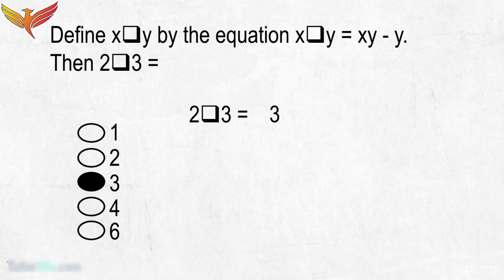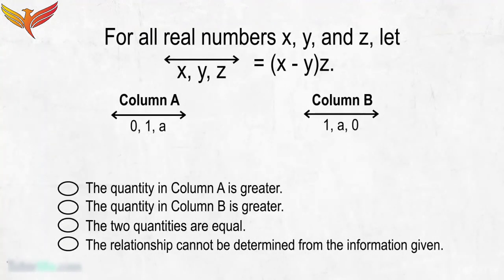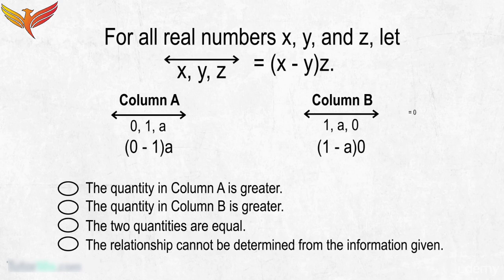Let's try another problem. For all real numbers x, y, and z, the line x, y, z equals x minus y times z. Which is greater, column A or column B? By plugging the numbers into the function, that will give you 0 minus 1 times a, and 1 minus a times 0. No matter what a equals, column B will always equal 0, because it is multiplying 0 by every other number in the function.